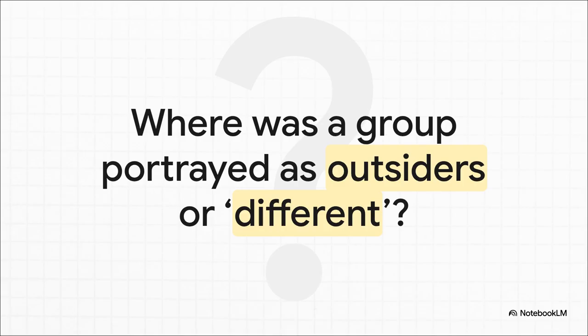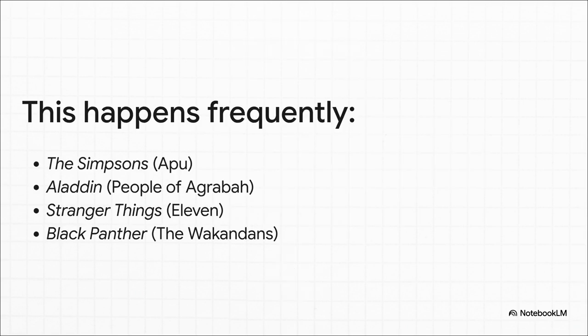Take a second and think about a show or a movie you've seen, where there's a character or a group that's clearly presented as not one of us. What was it about them? Was it their accent, their clothes, maybe the kind of music that played whenever they showed up? What signaled to you that they were different? If a few examples just popped into your head, you are definitely not alone. This storytelling trick is everywhere.